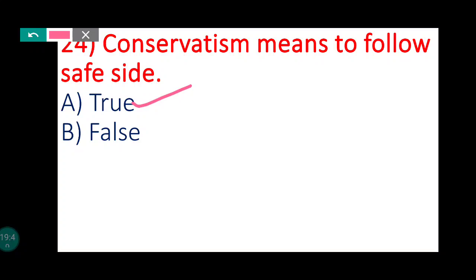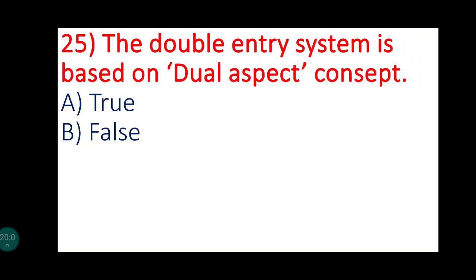For example, suppose closing stock in a factory is valued at 25,000 at cost price and the market price is 35,000. So while recording in the books, the value of 25,000 will be considered, being the lowest of all, and not 35,000. So it is like playing safe. So the statement is true. Then the double entry system is based on the dual aspect concept. Yes, the answer is true. The double entry system is based on two aspects, debit and credit. Every transaction has two aspects, so it is based on dual aspect.